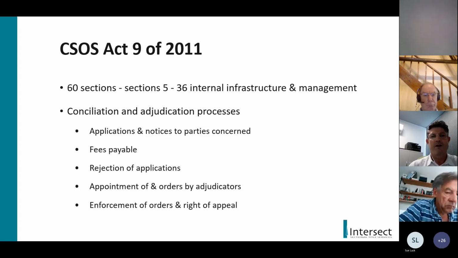It also deals with how they can reject applications. And that's also very important to understand, and we'll see in the next slide where they can reject applications. And then also the appointment of orders and adjudications by the adjudicators, how that works and how they apply that within their processes. And then the enforcement of orders and the right of appeal.